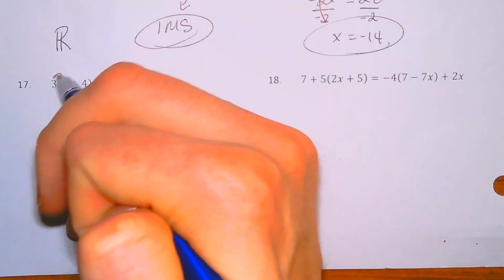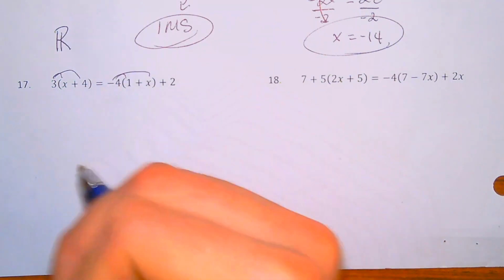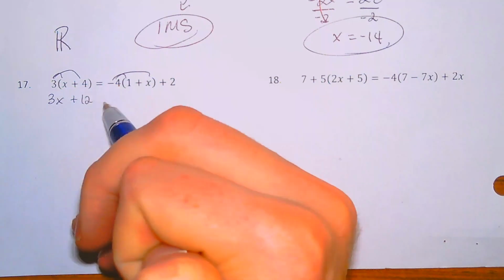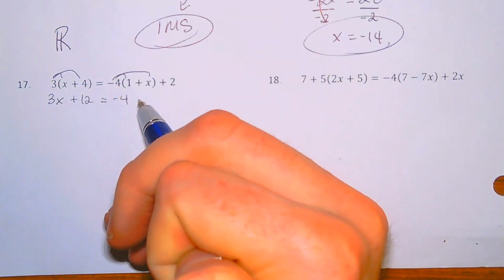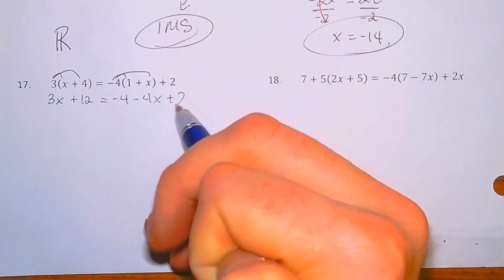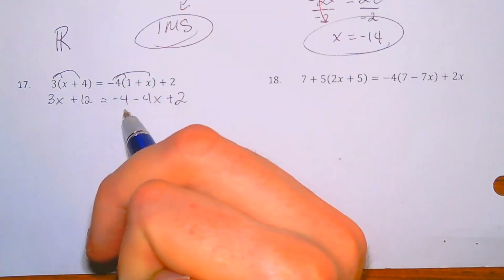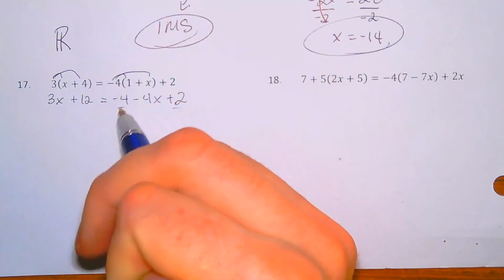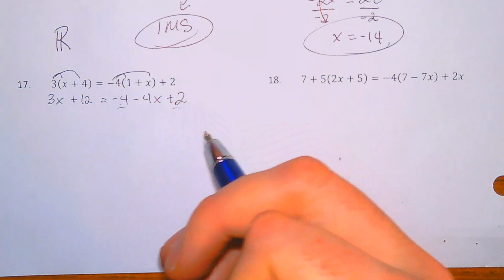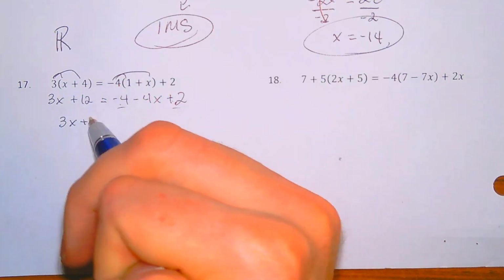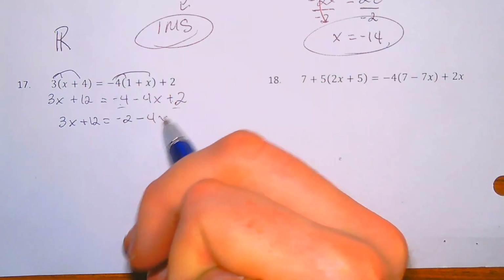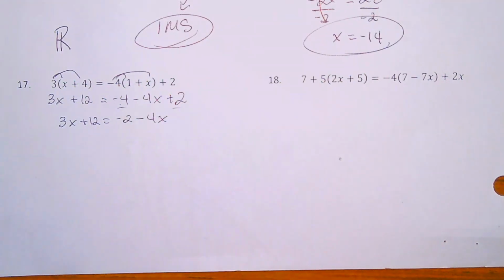Parentheses first. Parentheses first. 3x plus 12 equals a negative 4 minus 4x. Negative 4 times x is negative 4x plus 2. We want to simplify the negative 4 and the 2 here. They're on the same side, so I don't want to add the 4 over. I want to just do negative 4 plus 2. Okay? And negative 4 plus 2 should give us negative 2 minus 4x.